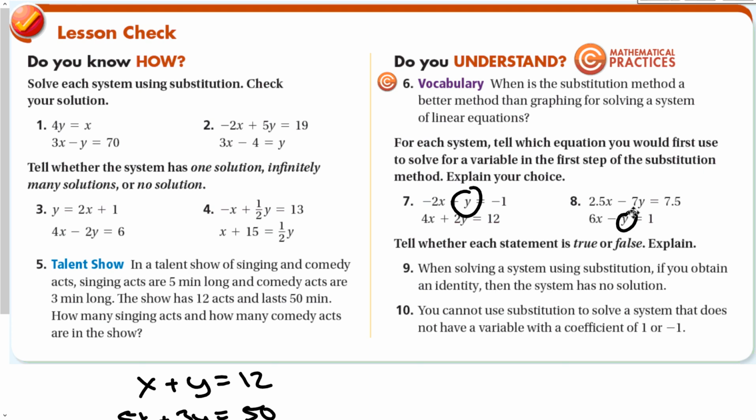And then finally, tell whether each statement is true or false. When solving a system using substitution, if you obtain an identity, the system has no solution. That's false. An identity means you have the same thing on both sides, which means that the system has all real numbers as a solution. And you cannot use the substitution to solve a system that does not have a variable with a coefficient of 1 or negative 1. That's false. You can do it, but it's probably harder and not as efficient as the way we'll look at in the next section. And this is 6-2, solving systems using substitution.